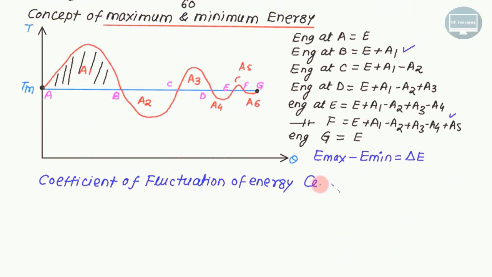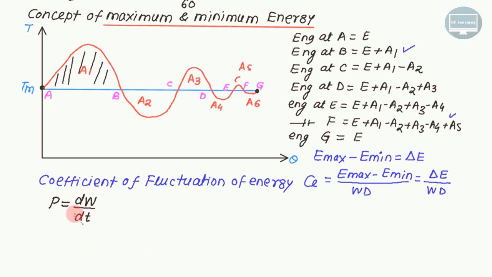The coefficient of fluctuation of energy, CE, is given by the maximum difference between energy, E max minus E minimum, divided by the work done during the cycle, or simply delta E divided by work done. Power is defined as the rate of change of work done, and in this form it is Tm multiplied by 2 pi, multiplied by N by 60.